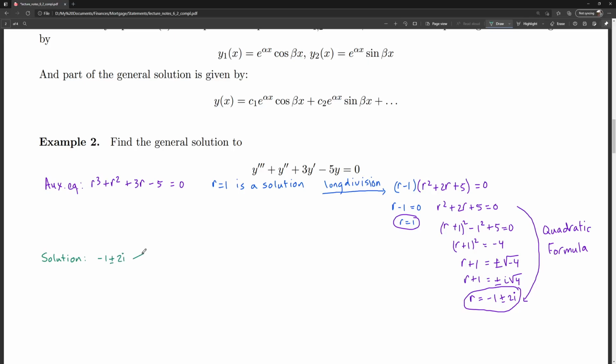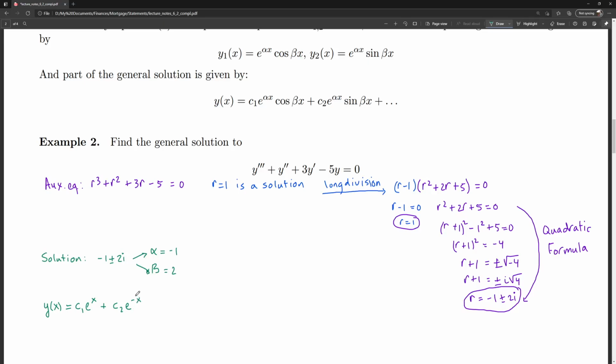And then what we see there is that alpha equals negative 1, and beta is plus or minus 2, but we just always pick the positive value, so we have beta equals 2. And then our general solution will be y of x equals c1 e to the power 1x, that comes from here, and then plus c2 e to the power alpha x, with alpha being negative 1.